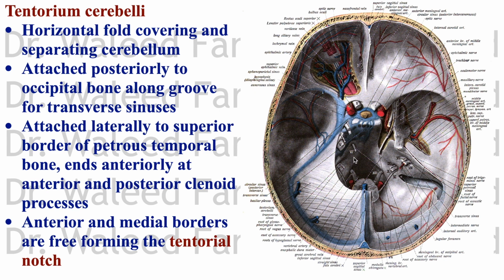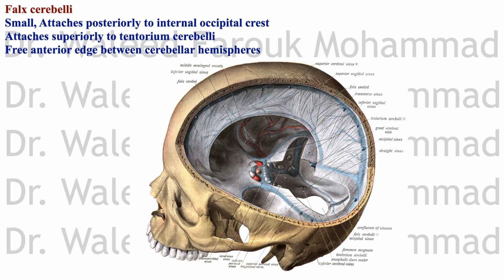Sometimes, by the way, the brainstem herniates through this notch into the foramen magnum if there is increased intracranial pressure, for example, by a tumor. The falx cerebelli is this thin vertical fold that runs between the two cerebellar hemispheres, and it's small, attaching posteriorly to the internal occipital crest.